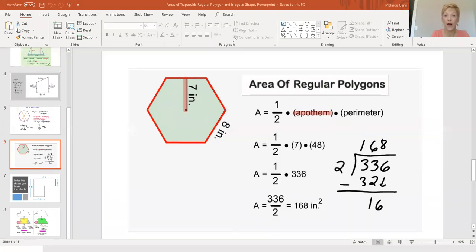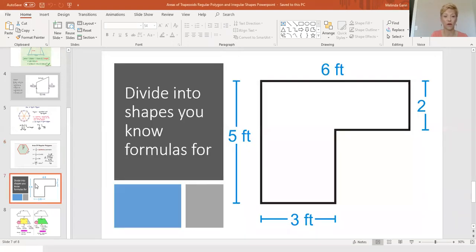Okay. Now on the next one, what we're going to do is talk about irregular. Now, if regular means all congruent sides and angles, if you're irresponsible, you're not responsible, that means they're not congruent. So what you're going to do when you have an irregular figure you don't know a formula for, you're going to divide it into shapes you do know the formula for. So what you could do on this one, for instance, and the way that you divide it might be different than the way somebody else divides it.